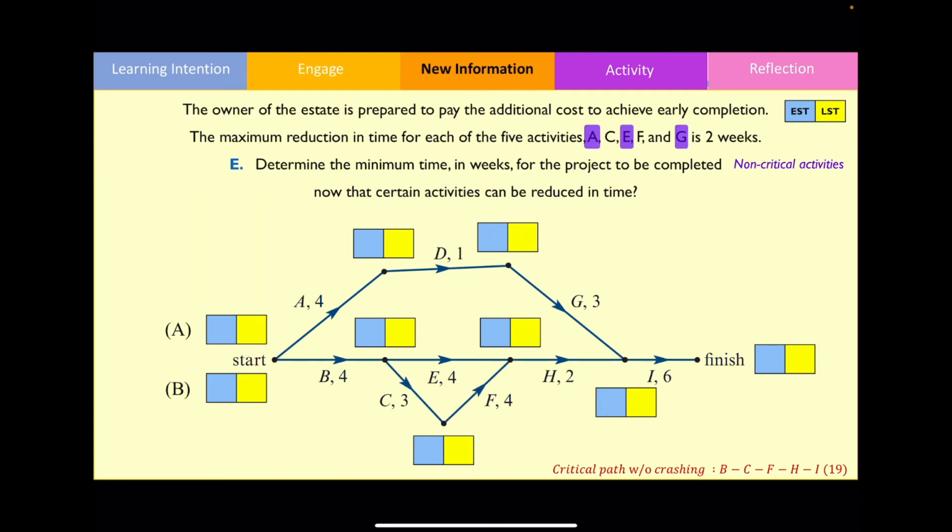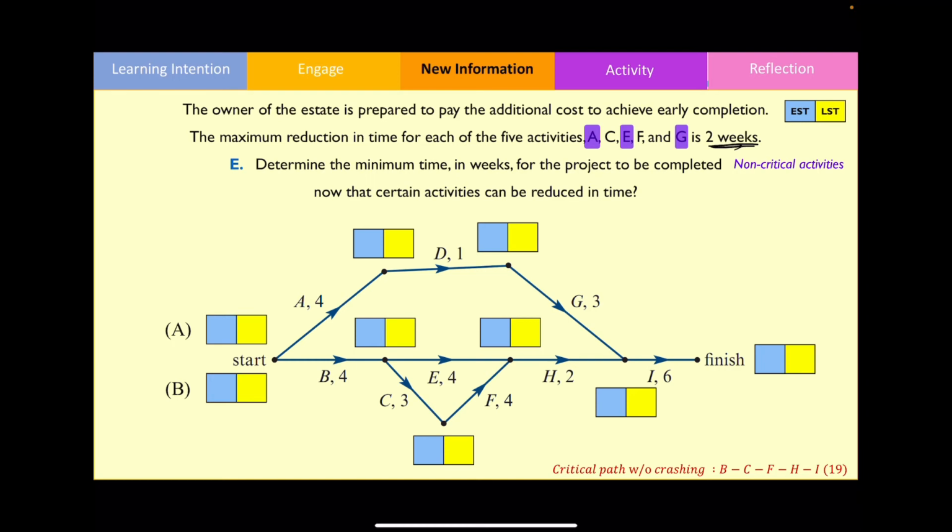For part E, it's asking us to determine the minimum time in weeks for the project to be completed now that certain activities can be reduced in time. In this question, it's saying that we could reduce the time for these activities by 2 weeks at most. And I did also say that we should only bother with reducing the length of critical activities as this will ultimately affect the time it takes for us to complete the project.